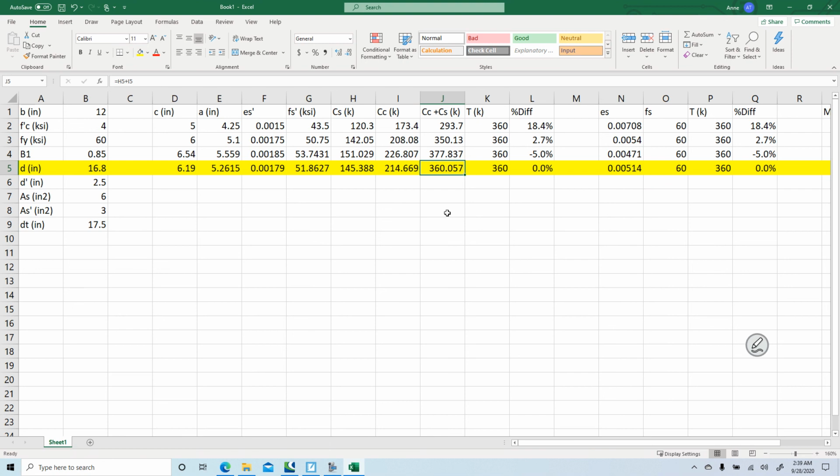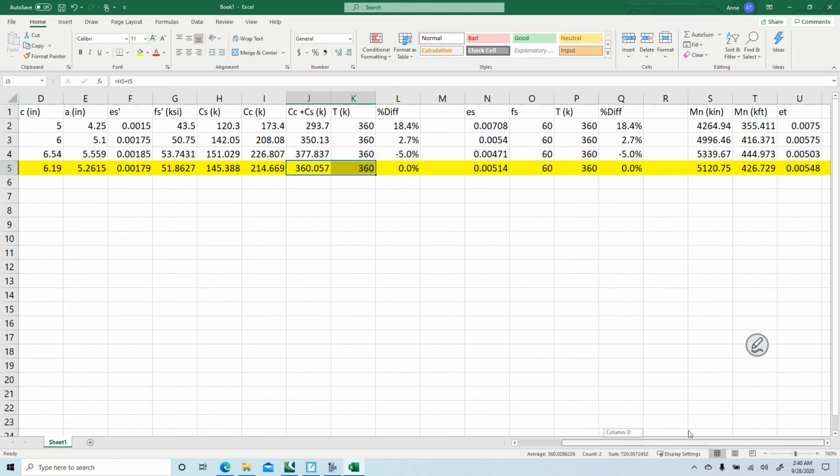the compression force in my concrete plus the compression force in my compression steel is essentially equal to the tension force in my tensile steel. I'm in equilibrium. I have verified that the strain at the centroid of my tension steel is greater than 0.002207, which is the strain associated with yield for 60 ksi steel. So I verified my assumption that I could use Fy in calculating my tensile reinforcement force.